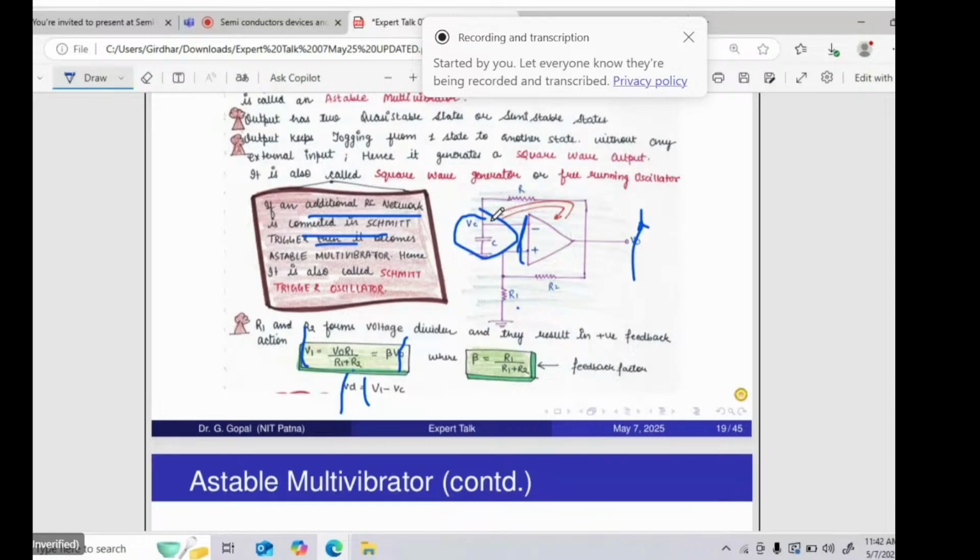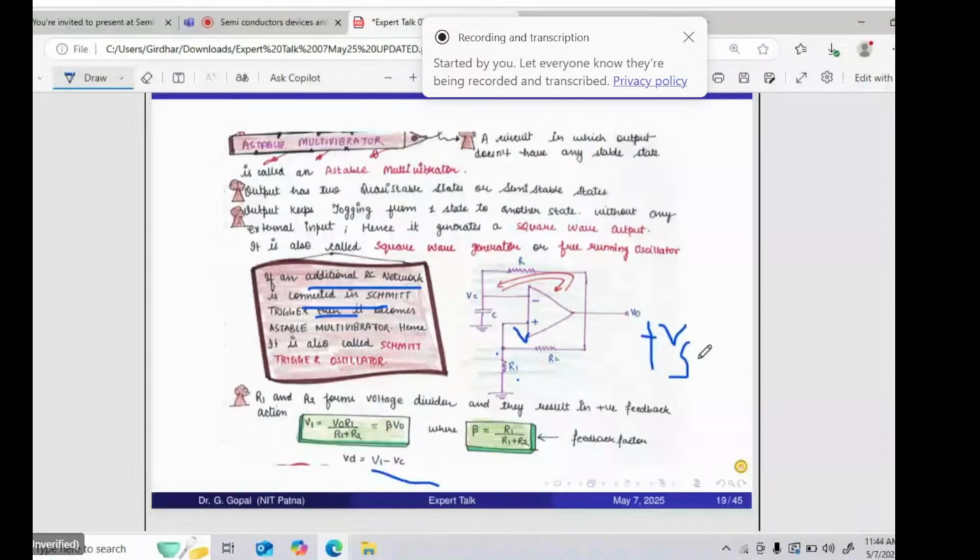Now what is the effect on the capacitor? When V naught is plus V set, this capacitor will charge through this resistance R, right? So the op-amp provides the charging current to the capacitor. Now what is the nature of the capacitor? A capacitor charges exponentially.